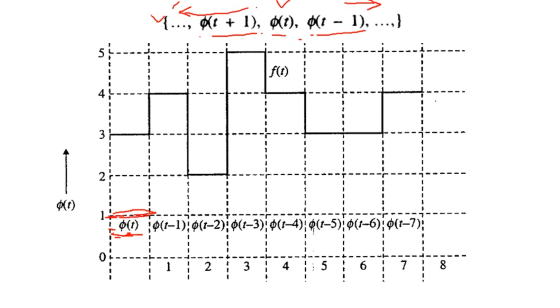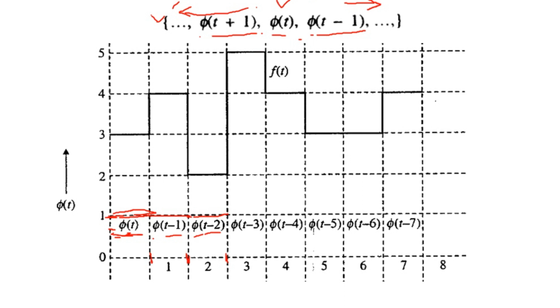For the same amplitude level 1, if we have the duration 1 to 2, it will be called phi of t minus 1. Again, for the same amplitude level 1, if we have the time duration 2 to 3, we get it represented by phi of t minus 2 here. So in this way the general representation can be phi of t minus k here.